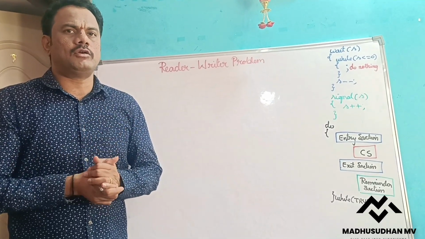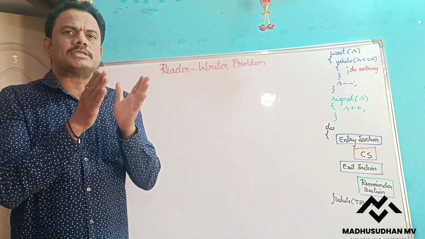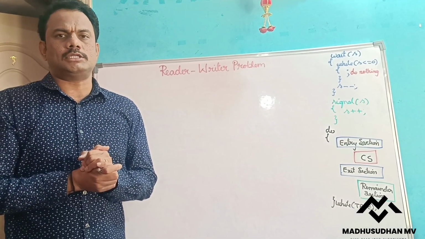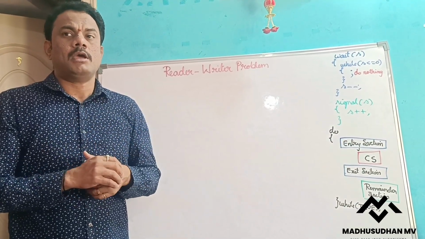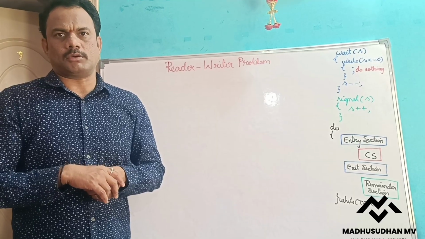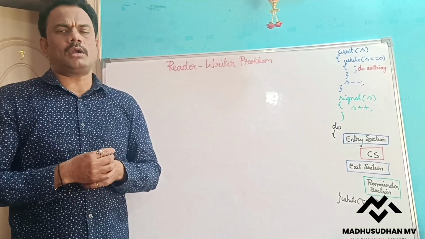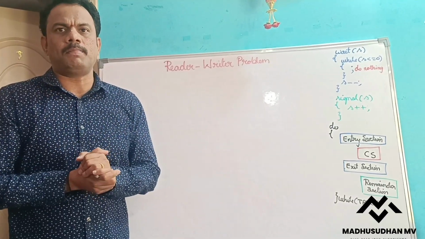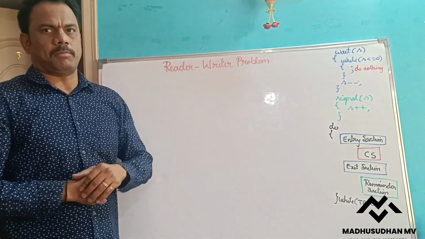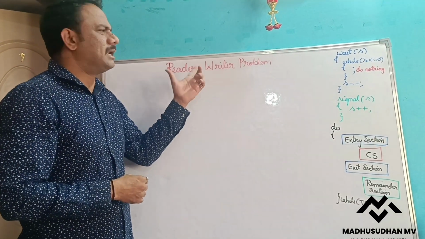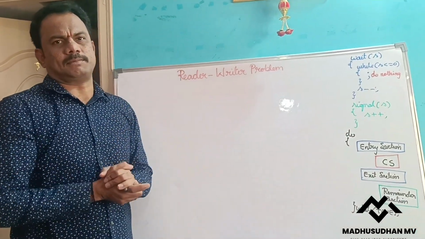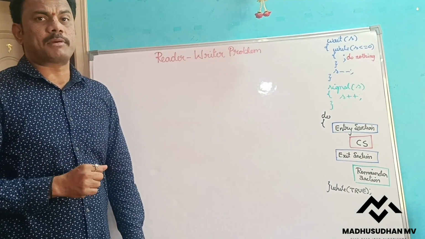In the last video we saw how one of the synchronization problems, the producer-consumer problem, is overcome by using semaphore concepts. Now in this video we are going to discuss one more synchronization problem, a classical problem called the reader-writer problem. What do we mean by reader-writer? This is the name we have given to some processes. What type of process?